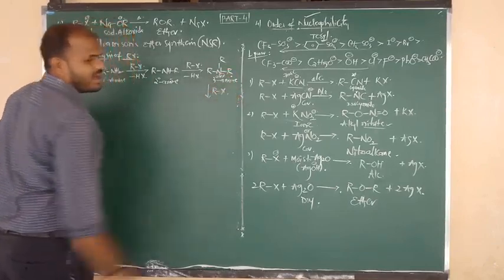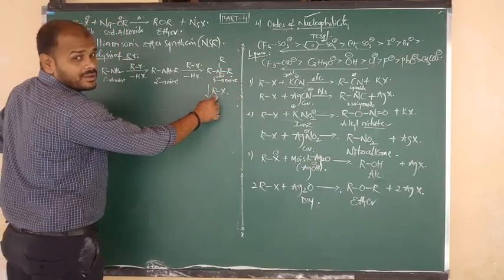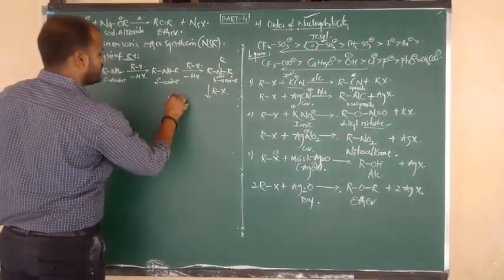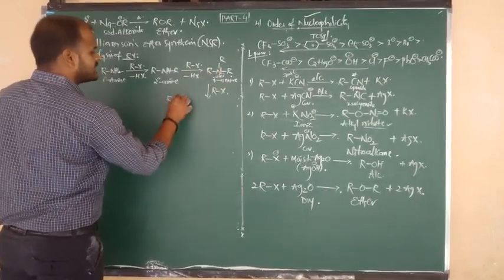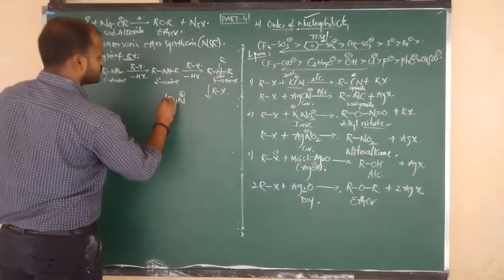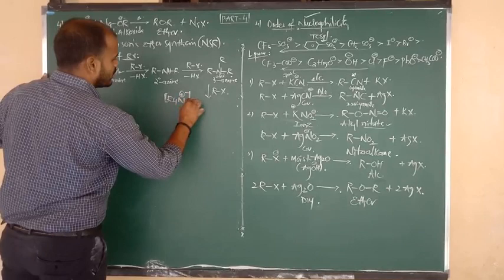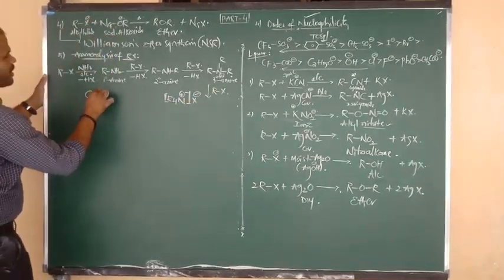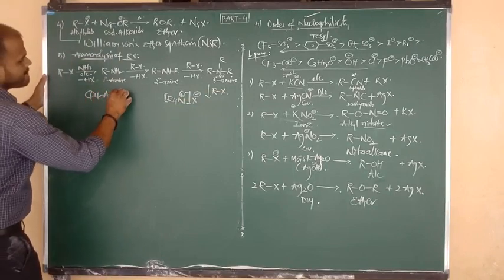with another mole of RX. That lone pair is given to the R group, meaning around nitrogen a total of 4 R groups will be present. So we say R4N has a plus charge, and X has a minus charge. So what is the compound name? Quaternary ammonium salt.